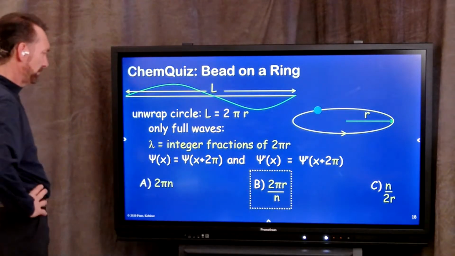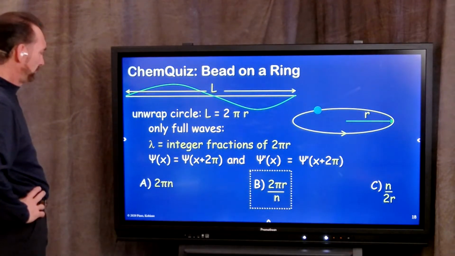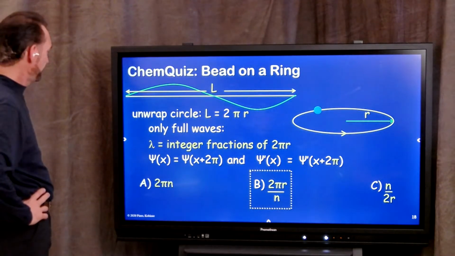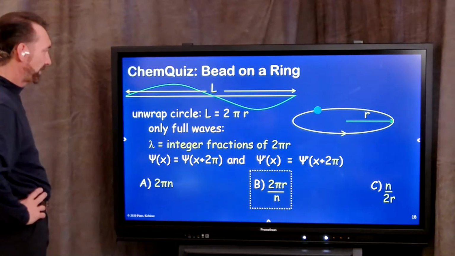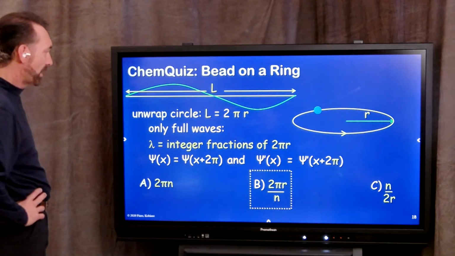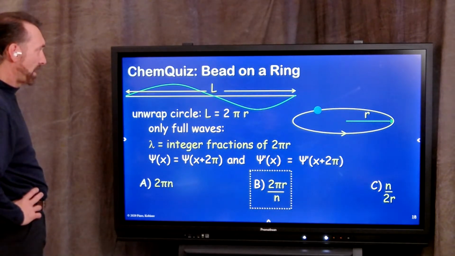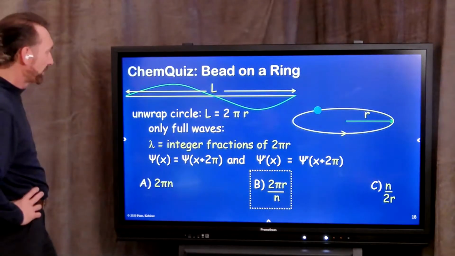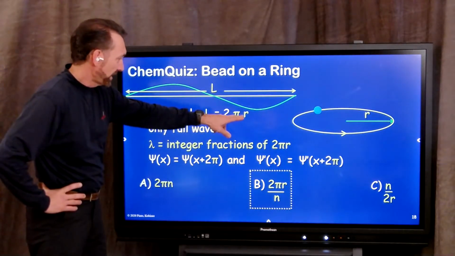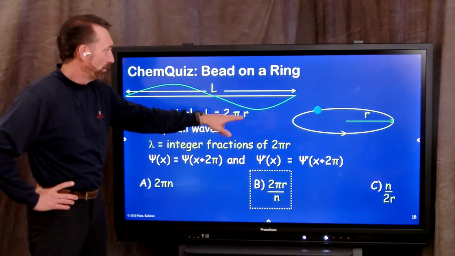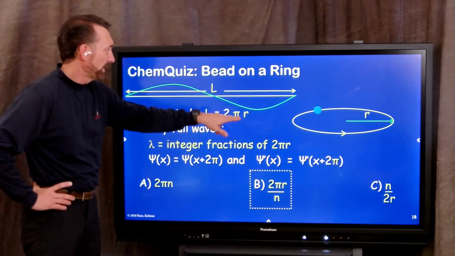Wait a minute, have I done that wrong? I should have any full wavelength. My wavelength is 2 pi r. R has to be in there because that's the length. I haven't solved for it exactly. No, I've solved for it exactly right. So the length is r.